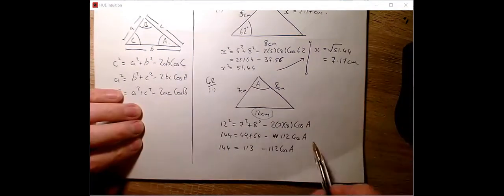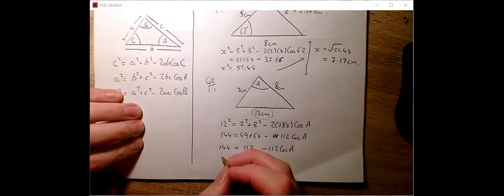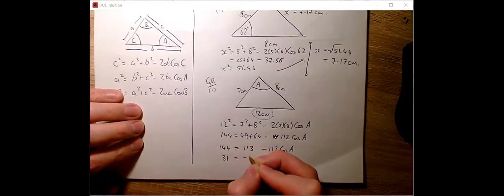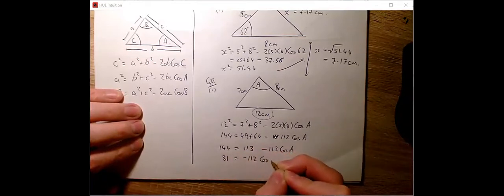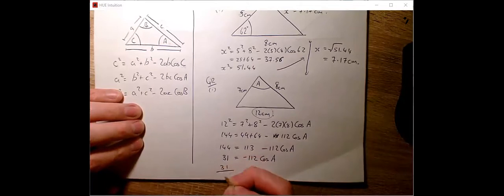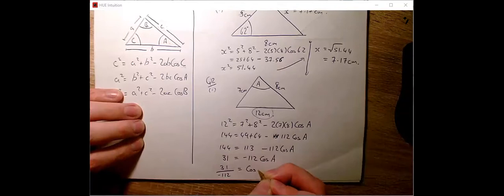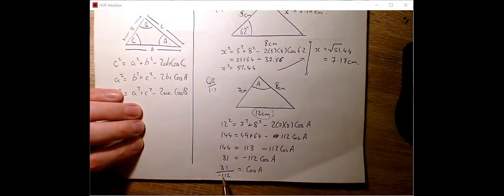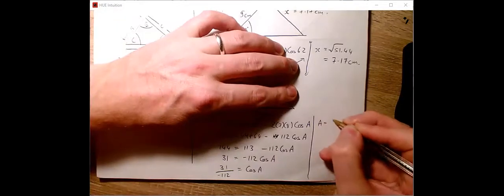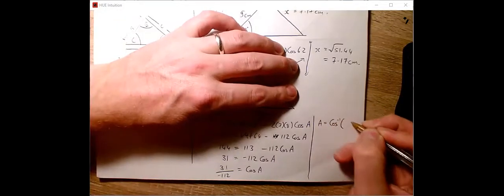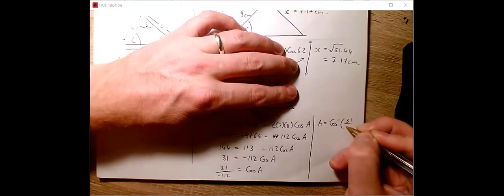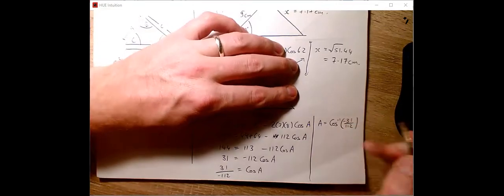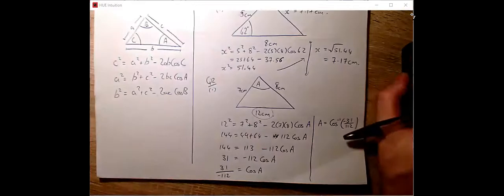So there's the calculator work done on that. Bring that over. 144 minus 113 makes 31, is minus 112 cos A. Divide through, 31 over minus 112 is cos A. So that means you've got a negative cosine. We haven't really seen how to deal with that yet, but still, A is the inverse cosine of negative 31 over 112.